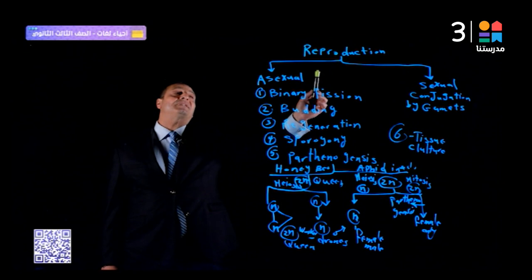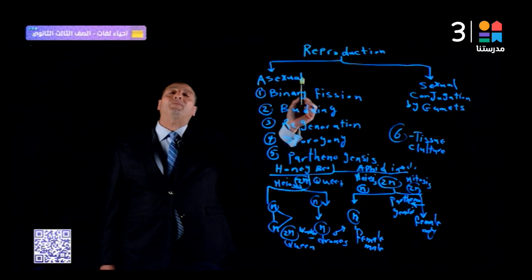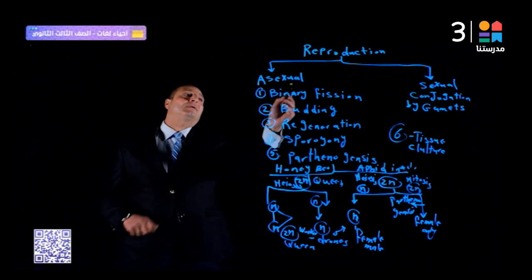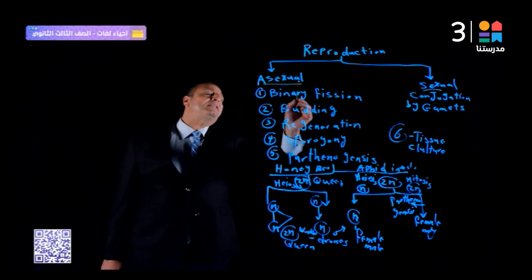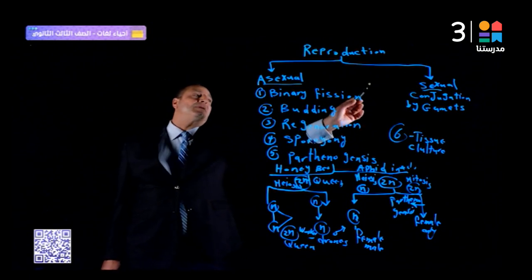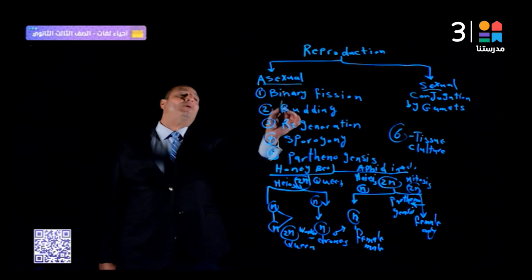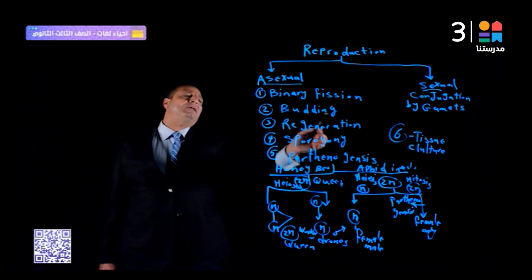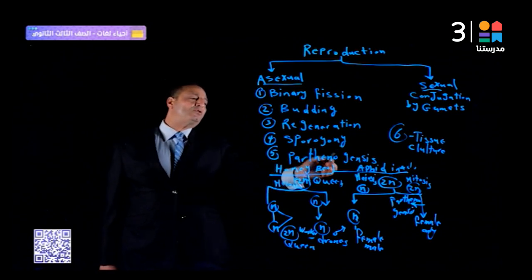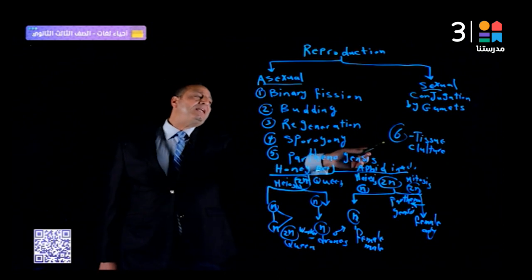Reproduction is a vital process carried out by a living organism to ensure its continuity, to keep it from extinction. We can divide reproduction into two types, sexual and asexual. Sexual type is conjugated by gametes. Asexual has more than one type. Number 1, binary fission. 2, budding. 3, regeneration. 4, sporogony. 5, parthenogenesis. And finally, tissue culture.